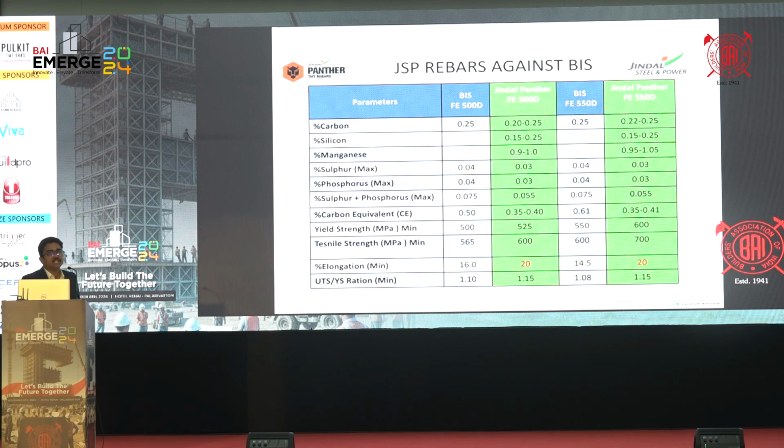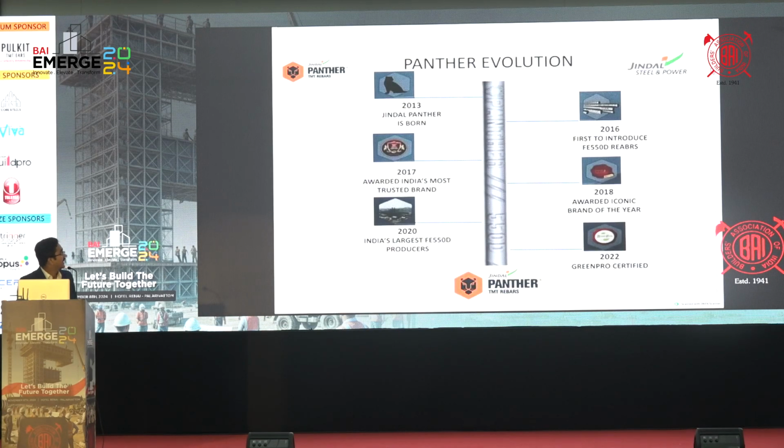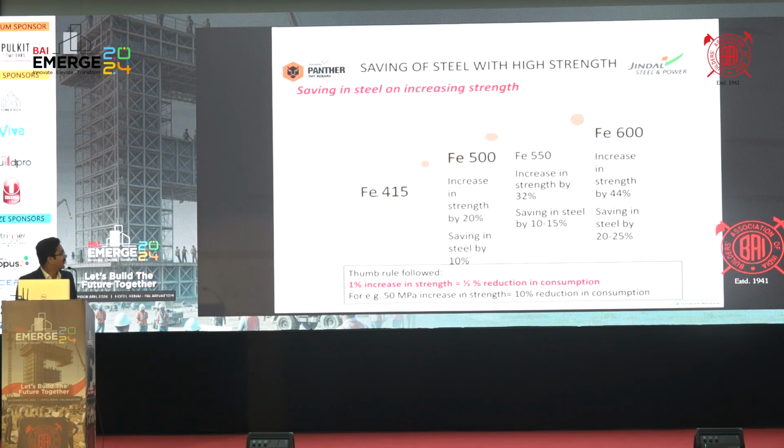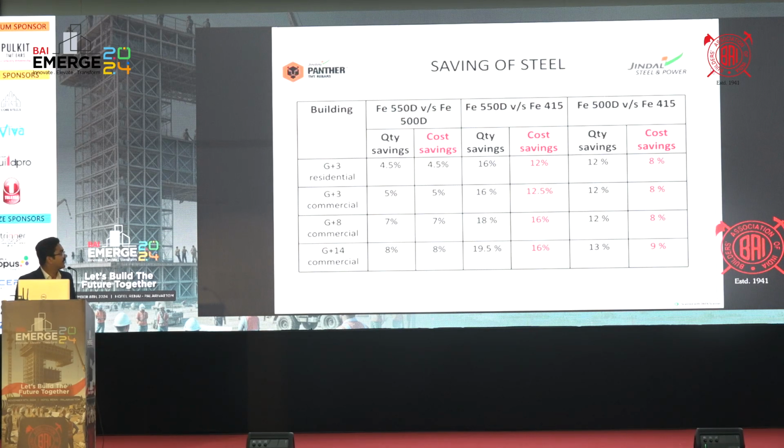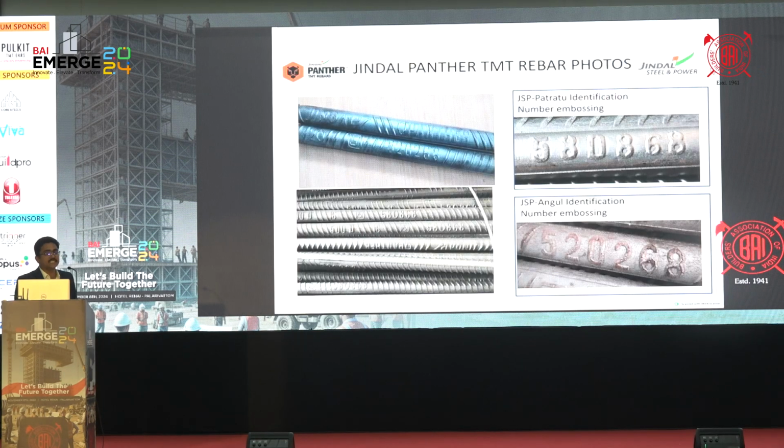And this is the internal chemistry, as per the BIS standard. And we are the largest producer of TMT 550 rebars. Next slide. Coming to the different grades, 415 to 550. If you increase the strength by 1%, we can save half a percent. This is one of the clients, they have given a G+3 plan set.